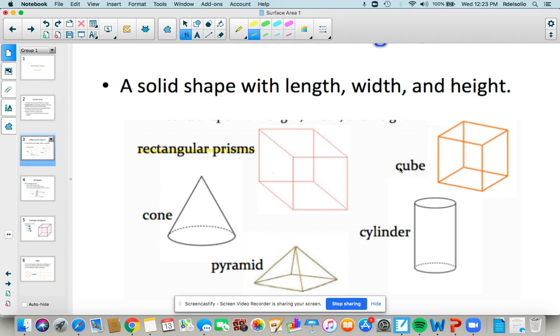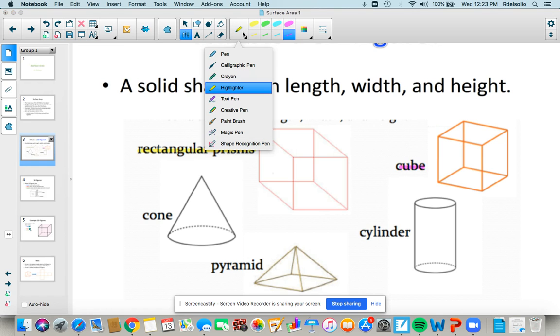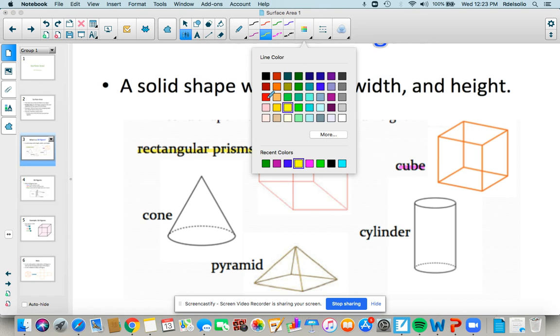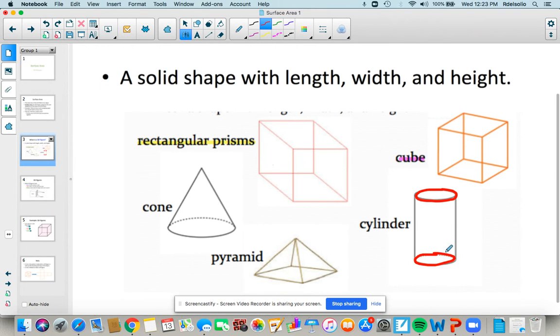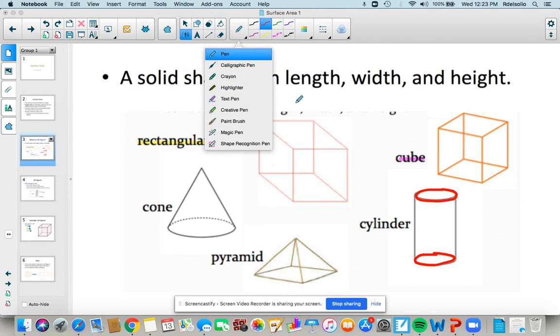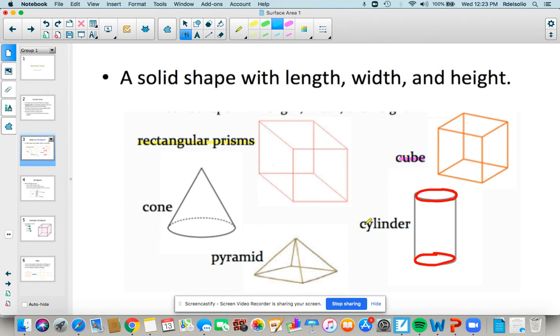A cube is made up of all the faces are squares. You could think of like a dice. A cylinder is made up of two circles, one on the top and one on the bottom, and there's this rectangular shape in the middle that wraps around. So that is a cylinder.